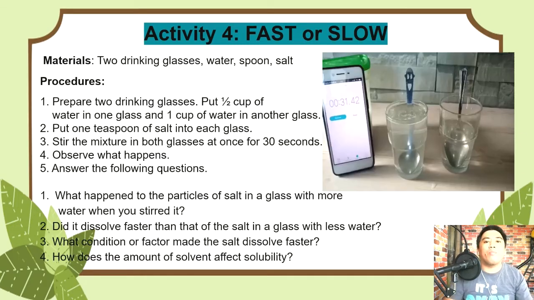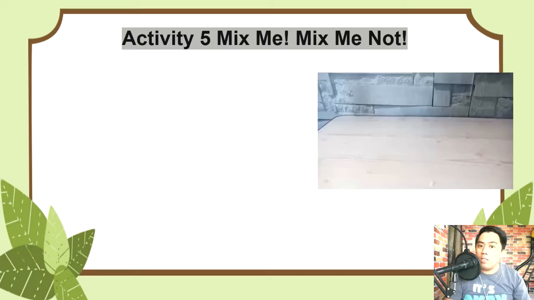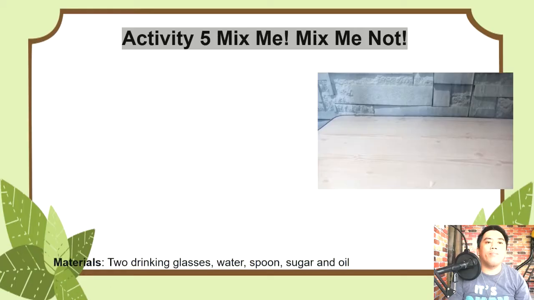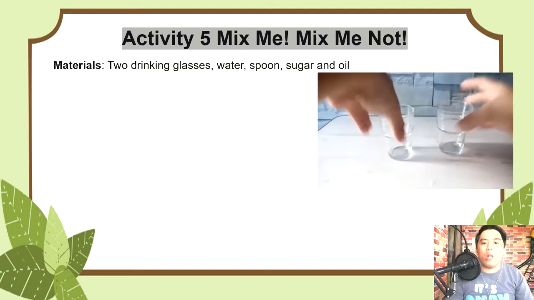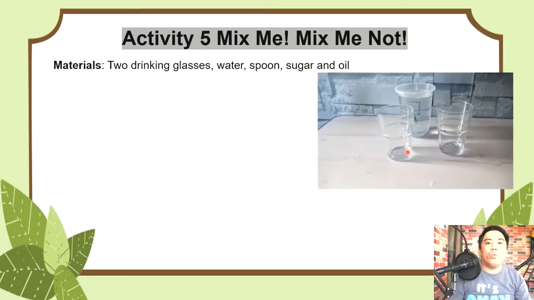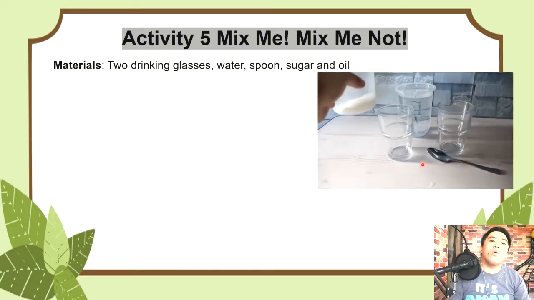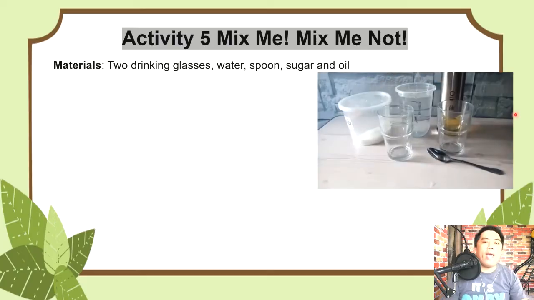Okay, let us proceed to activity 5. Activity 5, mix me not. So, materials. We need 2 drinking glasses ulit, water, spoon, sugar, and oil. Cooking oil. Yan. 2 drinking glasses, water, spoon, sugar, and cooking oil. Yan.